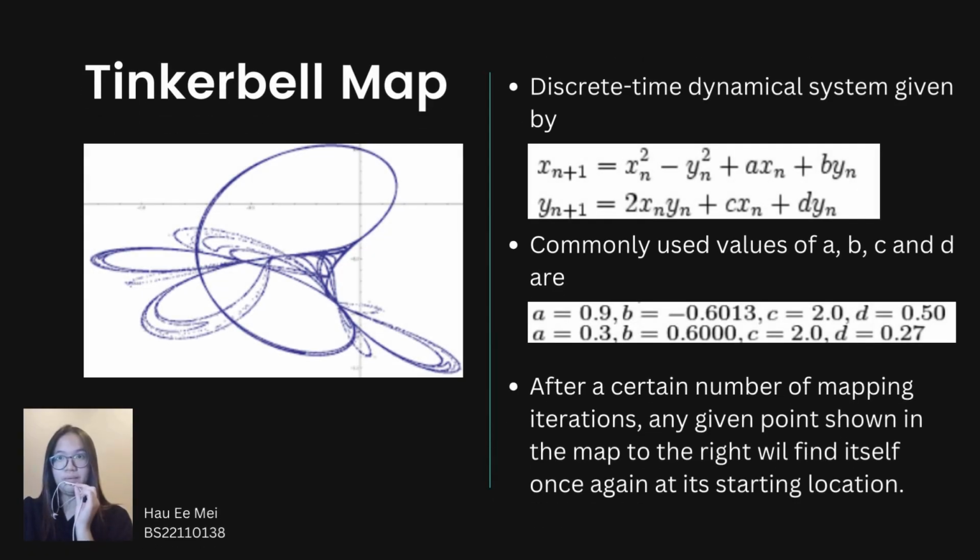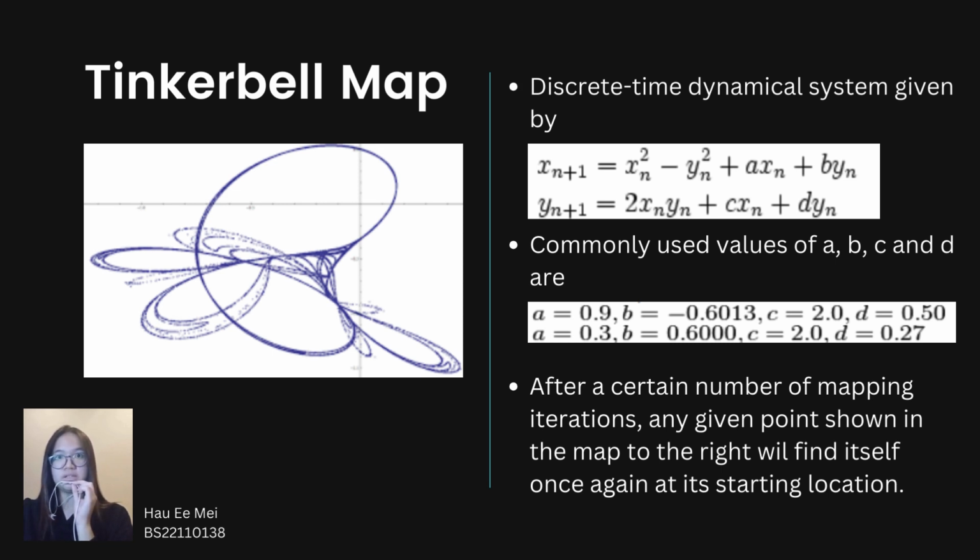Secondly is the Tinkerbell map, which is also a discrete time dynamical system given by x of n plus 1 equals x squared of n minus y squared of n plus a multiplied with x of n plus b multiplied with y of n, and y of n plus 1 equals 2 x of n y of n plus c multiplied with x of n plus d multiplied with y of n.